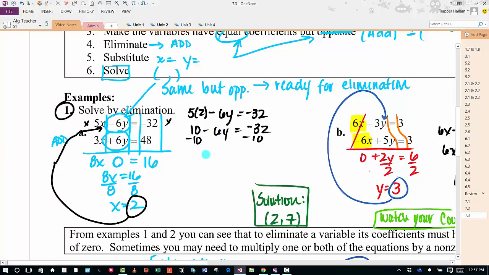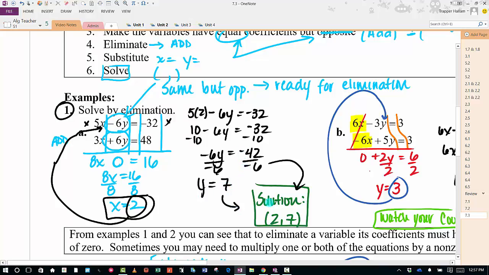Those turn to 0, so they drop out. That negative comes down. Don't lose that negative. And we get negative 42. Divide by negative 6. And you find out that we get 7. So I take my two coordinate points. x equals 2. I take my y value, which I didn't write down, but there's my 7. Two negatives make a positive. And there's my coordinate point.